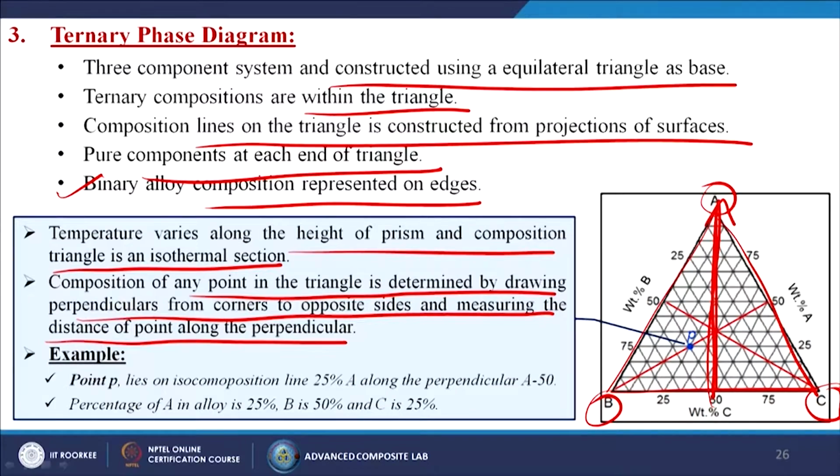So, from each point we are drawing the perpendicular line from each corner and then we are calculating. Say suppose we are going to calculate for this point. So, at point P lies on isocomposition line of 25% of A. So, in this particular case why it is 25% of A, because of this. So, here A is 25%, perpendicular to A, percentage of A in alloy is 25%.